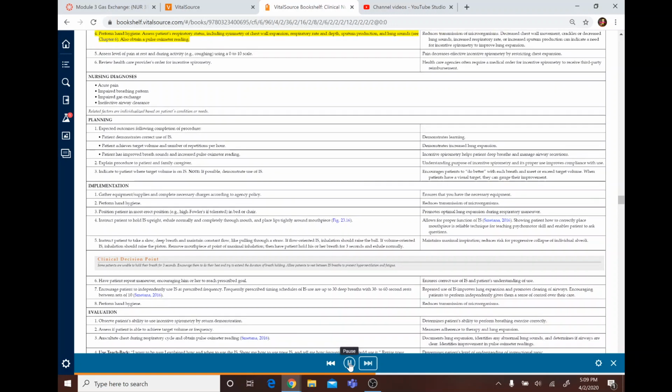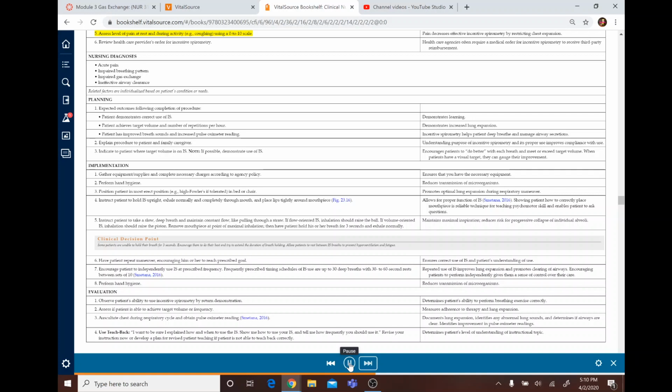4. Perform hand hygiene. Assess patient's respiratory status, including symmetry of chest wall expansion, respiratory rate and depth, sputum production, and lung sounds. See Chapter 6. Also obtain a pulse oximeter reading. Reduces transmission of microorganisms. Decreased chest wall movement, crackles or decreased lung sounds, increased respiratory rate, or increased sputum production can indicate a need for incentive spirometry to improve lung expansion.